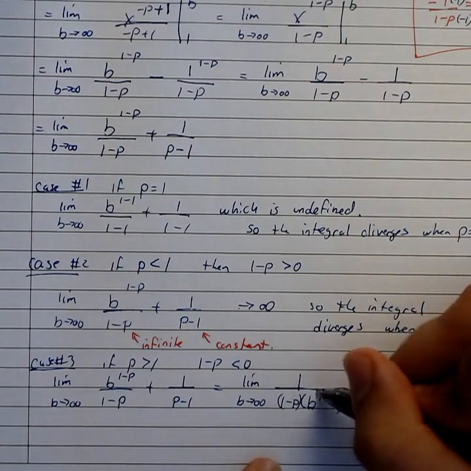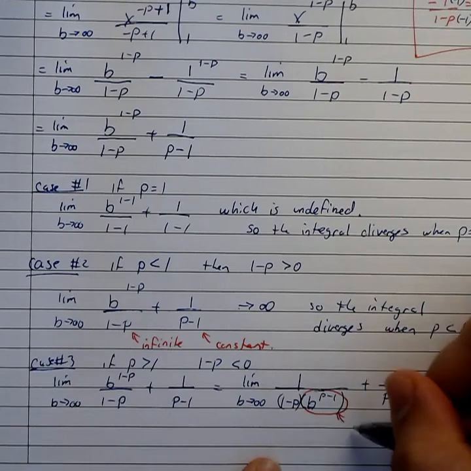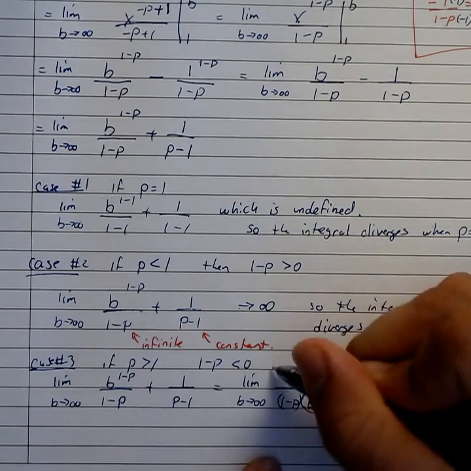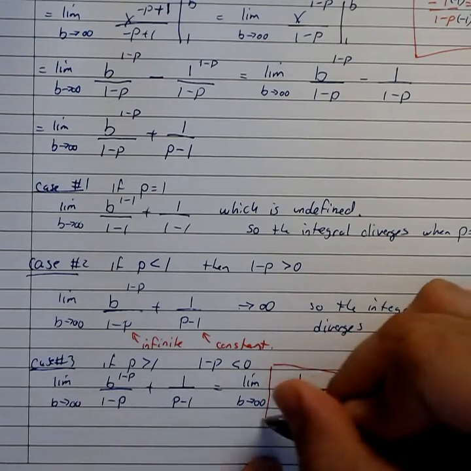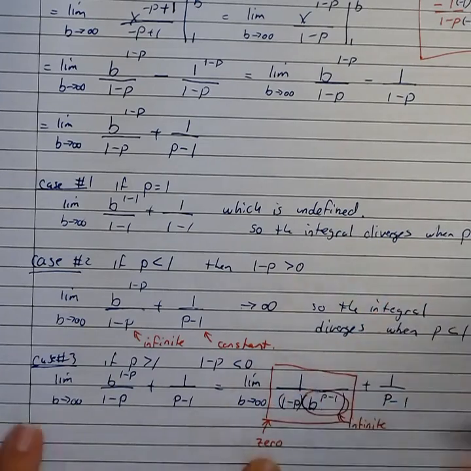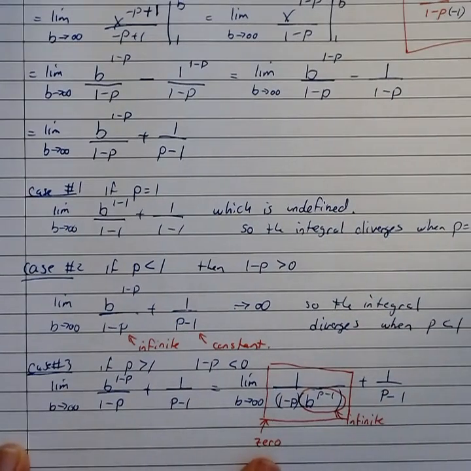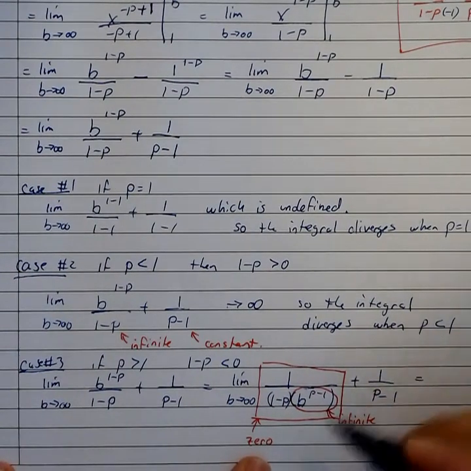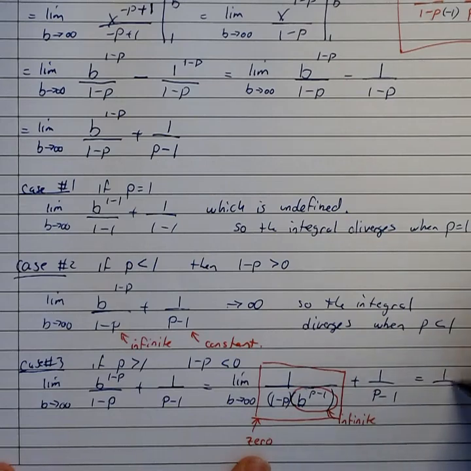So here, just this part right here is going to be infinite, which means the entire thing is 0. 1 over something that's infinite is going to give me 0. Okay, so that goes away, and I am just left with 0 plus 1 over p minus 1, which is 1 over p minus 1.